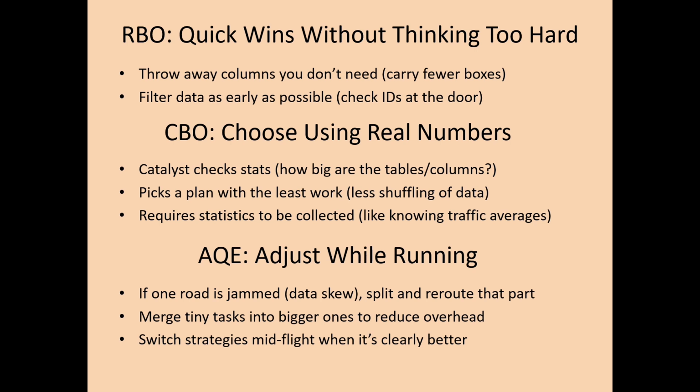Then CBO, that is cost based optimization, as I mentioned in the previous slide. Choose using real numbers, so it has the statistics. Catalyst checks stats, it already has the statistics: how big are the tables and the columns, how many rows are there, how many columns are there. Based on that, it will plan accordingly and pick the plan with the least work, I mean less shuffling of the data. Can you imagine it? Someone, you are just writing the code.